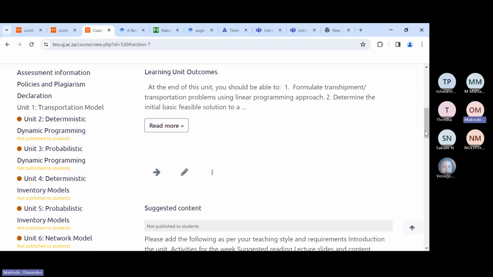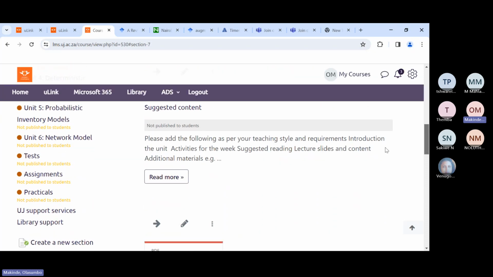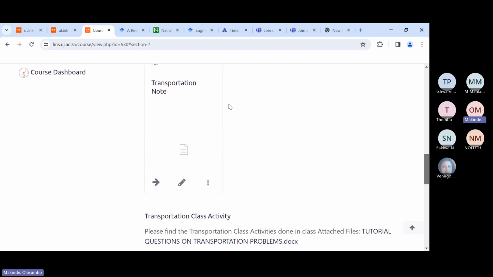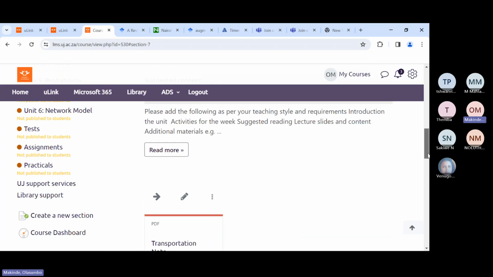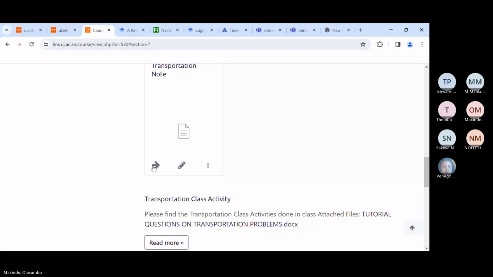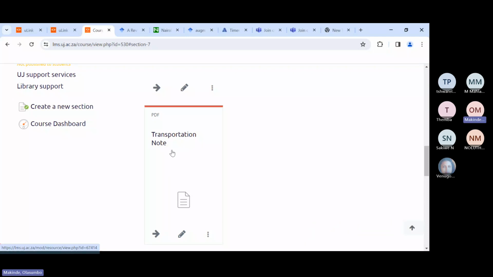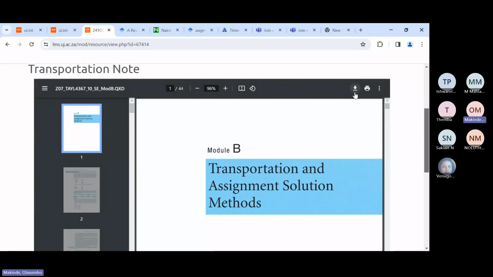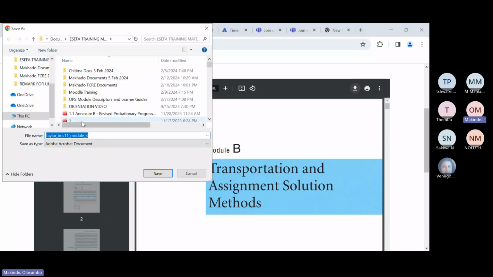We've seen the learning outcome. You can scroll down because there's still more information. And here, how do you get the note? This is the transportation note. If you scroll down, the note is here. You can download the note. So I can go here and click the note and download it. Then you can click on download, then you have your note. Then you can save it as transportation problem notes anywhere you want to.